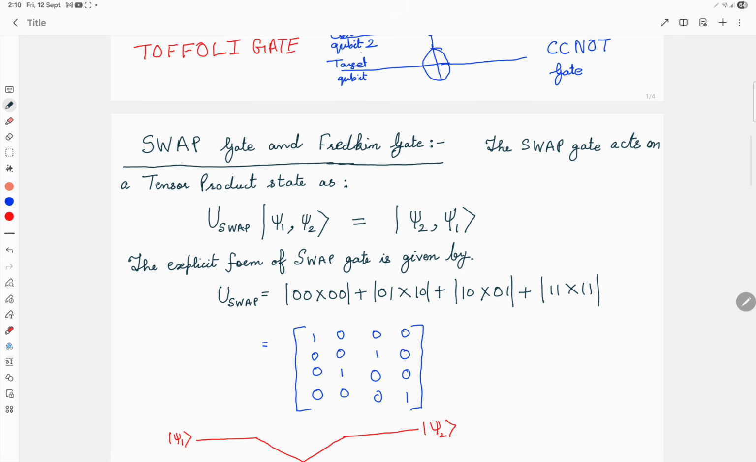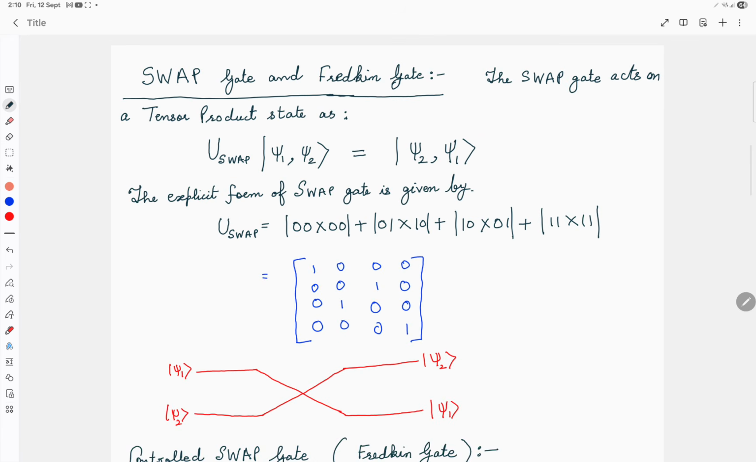Next, we will discuss the swap gate and the Fredkin gate. The swap gate acts on a tensor product state as follows. So what is the tensor product state? The tensor product state is ket psi1, psi2. So there are two qubits, one is ket psi1 and the other is ket psi2. Once you apply the swap gate on this tensor product state, what will happen? The states will swap with each other. That means the output will be ket psi2, ket psi1.